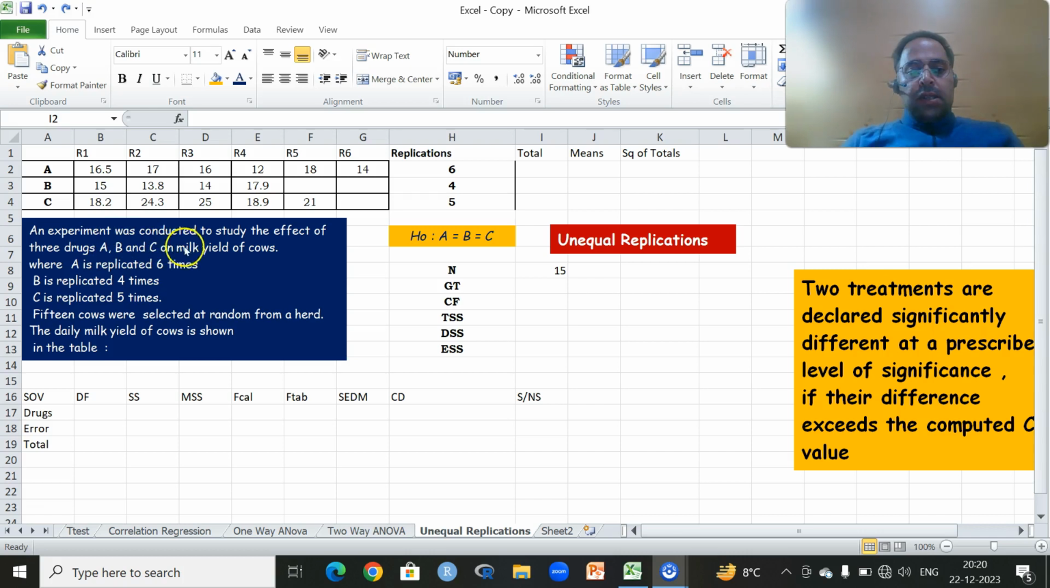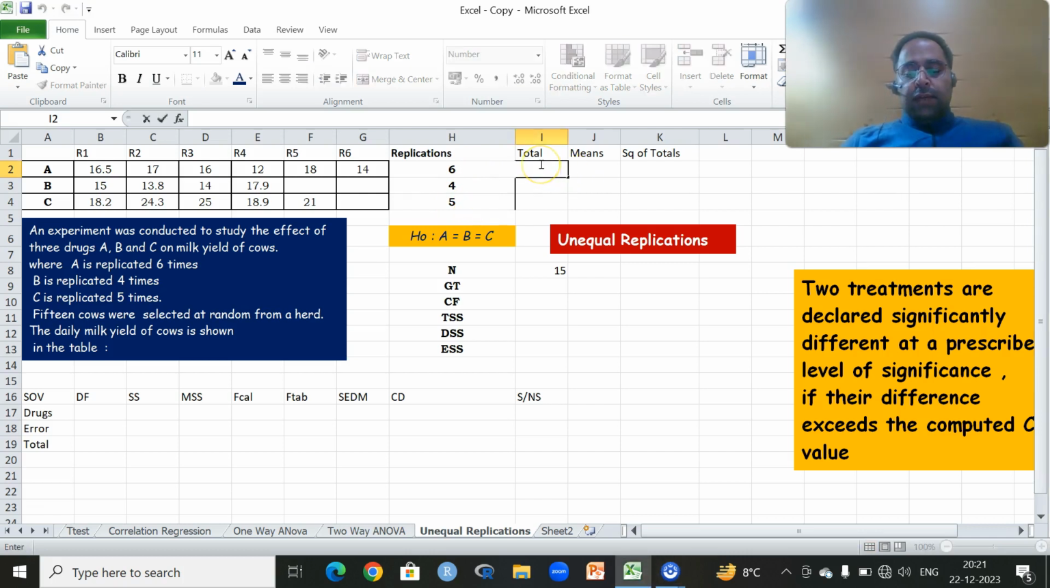For that we have taken an example where an experiment was conducted to study the effect of three drugs, that is A, B, C, where A is replicated 6 times, B 4 times, and C 5 times, and we have a null hypothesis here, that is A, B, C are same. Now we need to verify whether all these three different drugs or treatments are significantly different from each other with respect to the study variable, that is yield. So we have 6 replications for the first treatment, 4 for the second, and 5 for the third. So we have a clear case of unequal number of replications.